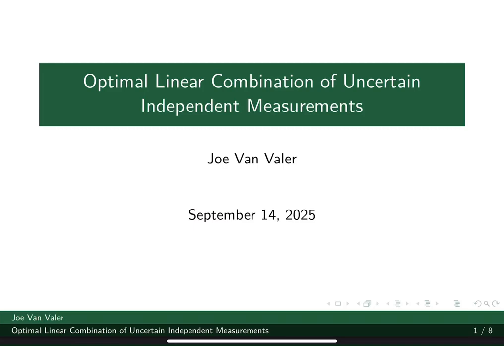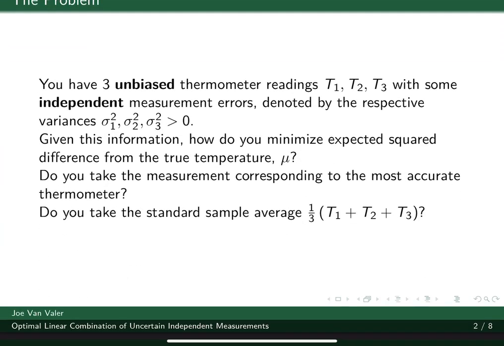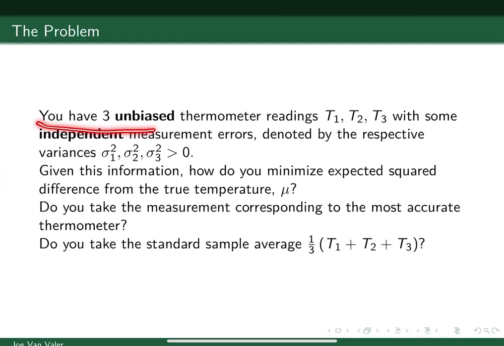Okay, so normally I handwrite my videos, but in this case I wanted to type it out because it's a bit of a tedious problem, but it can still be digested rather quickly, in my opinion. Okay, so the problem is, let's say you have 3 unbiased thermometer readings, T1, T2, and T3. Here, unbiased just means that, on average, the thermometers are going to give the accurate value, but whenever you measure it, there's going to be some random variation around the true value.